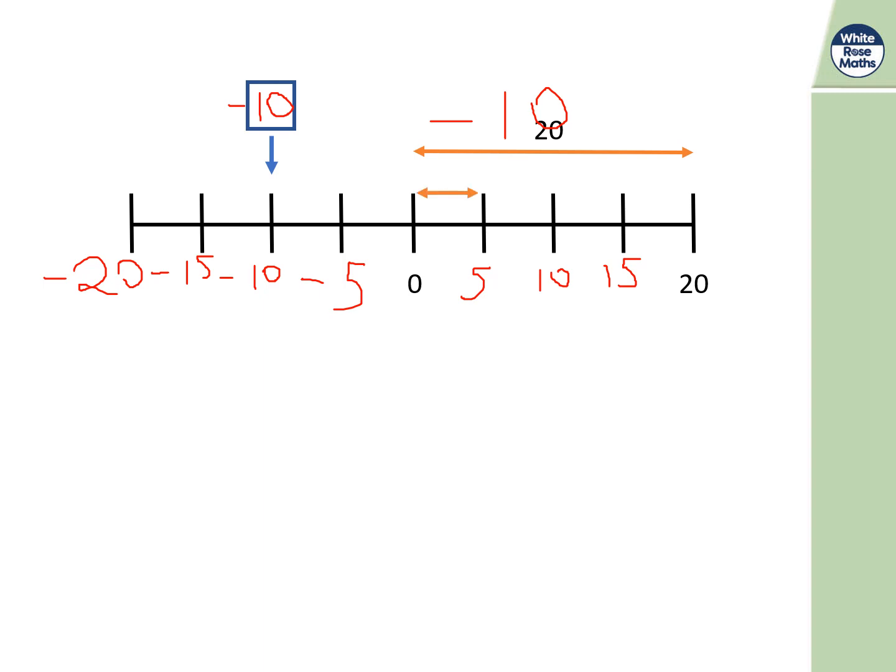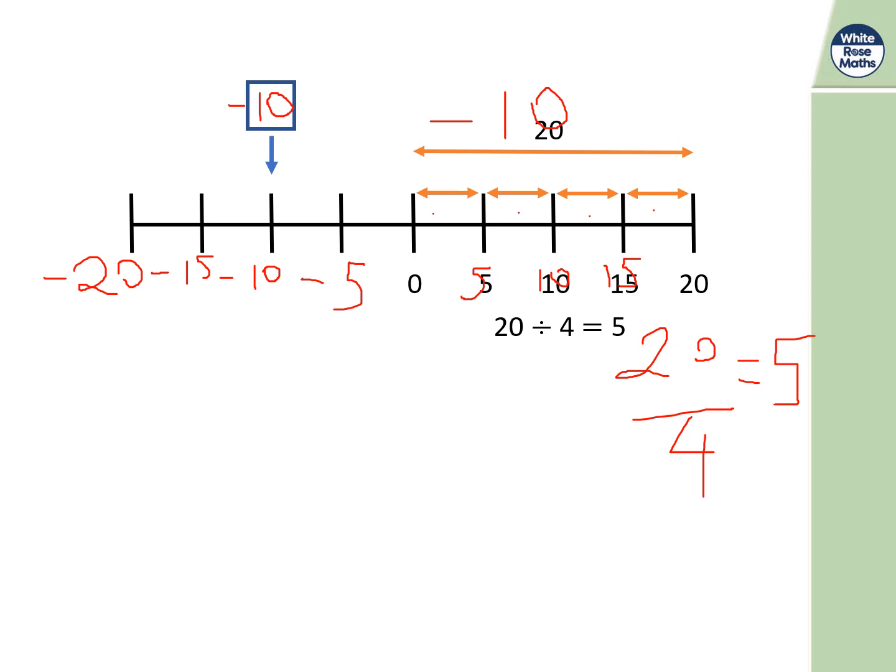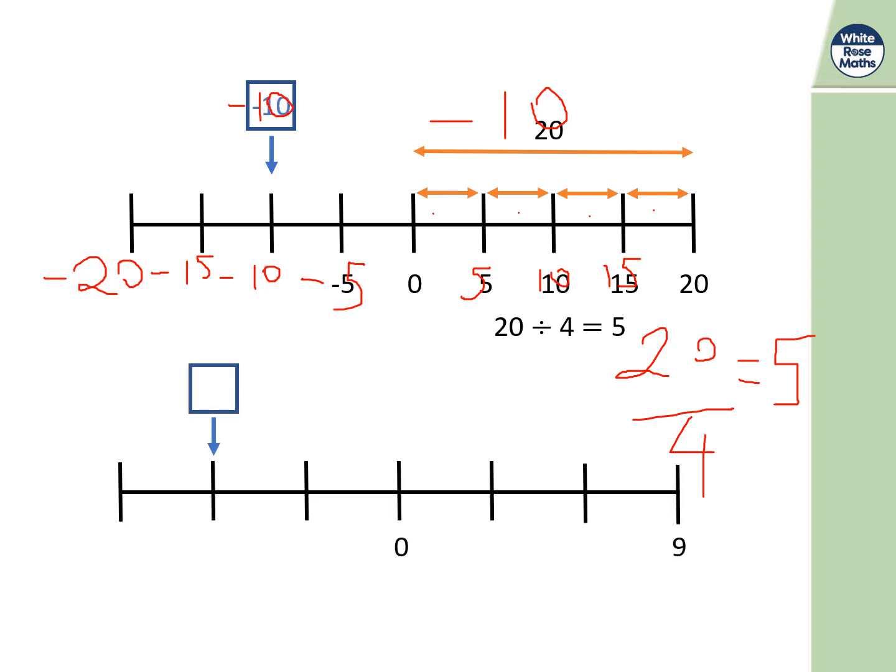All of that is equal to 20. Each width, because you have 4 little widths there, 1, 2, 3, 4. 20 divided by 4 gets me the 5. So each jump goes up in 5s, hence how I got the 5 as my answer. Minus 10.